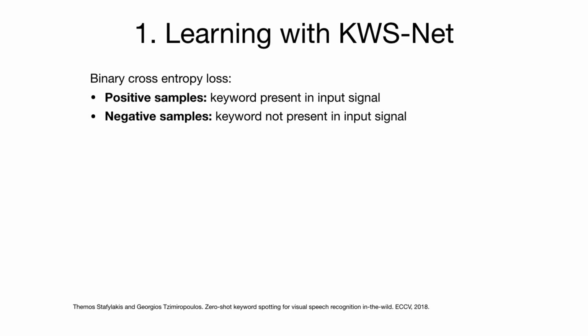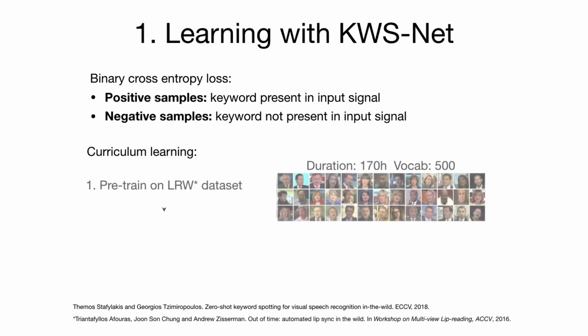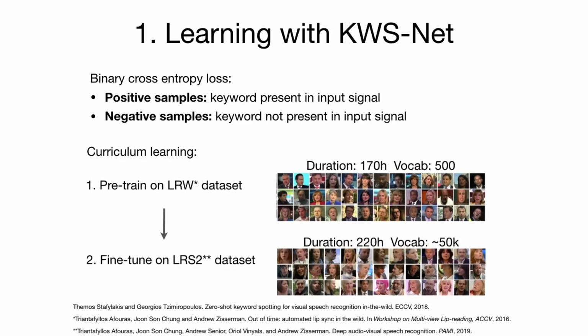Following previous work, we use a binary cross-entropy loss and form positive and negative clip keyword pairs, where for the positive pairs, the keyword occurs in the input signal, while for the negatives it does not. For training, we employ a curriculum learning strategy. We first pre-train on the LRW dataset, which consists of single-word utterances, and subsequently fine-tune on the LRS2 dataset, which is made up of sentence-level utterances. Both audiovisual datasets are built from BBC television programs and are publicly available.